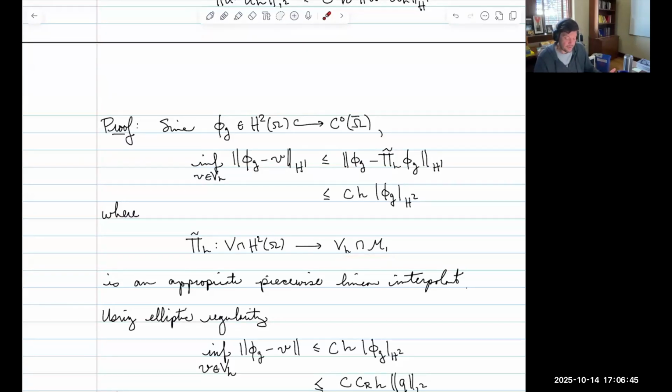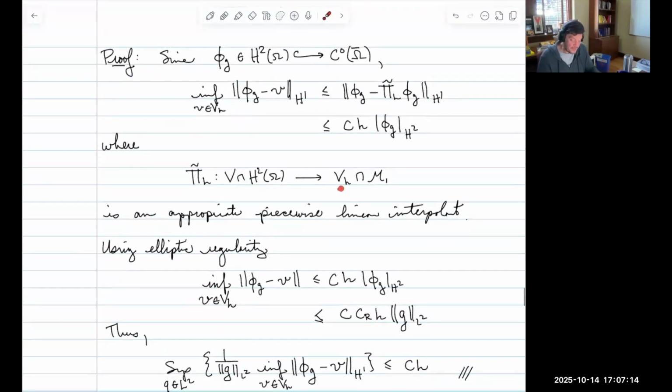Remember we said Vh in the previous case was going to be a subset of Mr, but all I care about in this case is that it's going to be a subset of Vh intersected with M1. What is M1? Piecewise linears, and that's all I need. So this is going to be a piecewise linear interpolant, but it has to go into the subspace. What do we mean by the subspace? It has to obey the right boundary conditions.